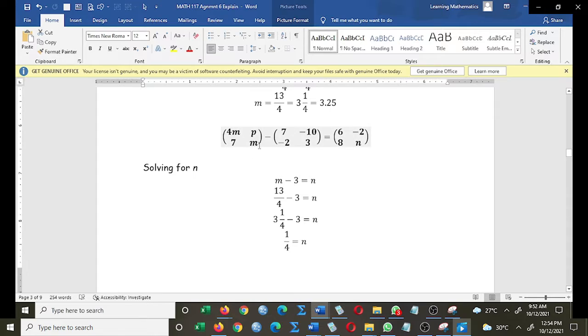So this is M, 3, and N. You see? So those 3 there we use to make the equation to find N. So M minus 3, here it is, M minus 3 is equal to N. Okay, now we have solved for M already. We got M to be 13/4. So 13/4 minus 3 is equal to N.